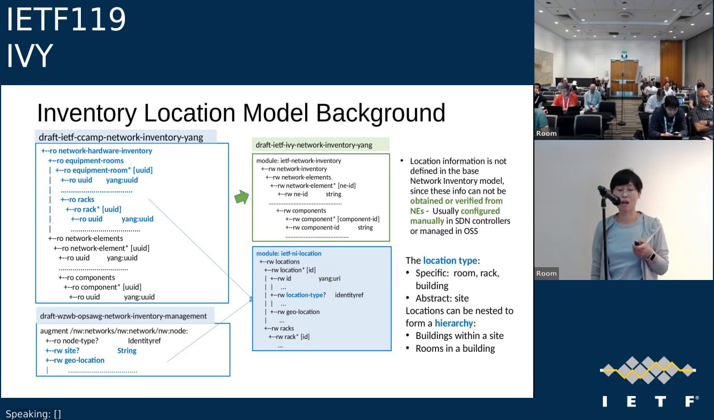And the other consideration that we discussed during the base inventory model discussion is how this location model can be modeled. Previously, there were two kinds of approaches. One is a quite specific one, where there can be racks and rooms. The other approach is a quite general one, where there can be a site with some geolocation. So in this new inventory location model, we try to integrate both of these approaches in one model.